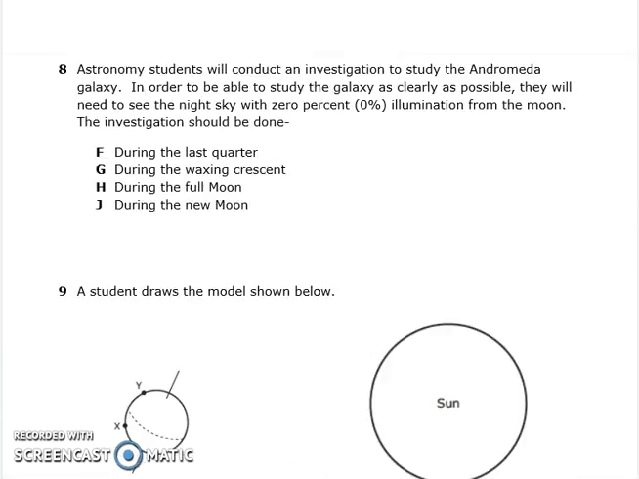Number 8. Astronomy students will conduct an investigation to study the Andromeda Galaxy. In order to be able to study the galaxy as clearly as possible, they will need to see the night sky with 0% illumination from the moon. The investigation should be done F. During the last quarter, G. During the waxing crescent, H. During the full moon, or J. During the new moon.